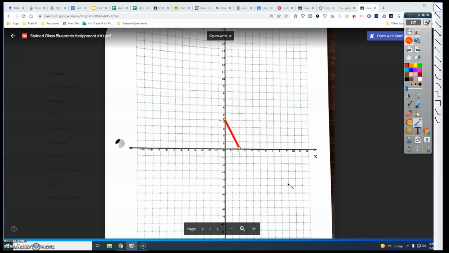The first part, you're drawing lines. The lines should run continuous through the graph paper, and you should have arrows at the end, and you should label those. So take your time.